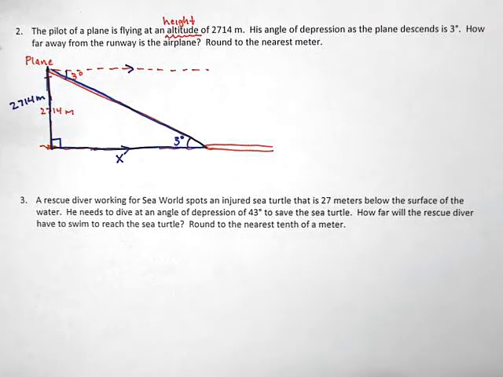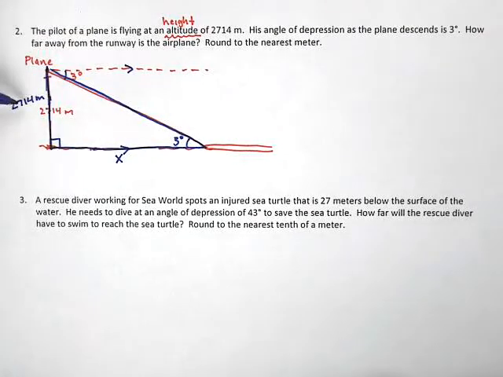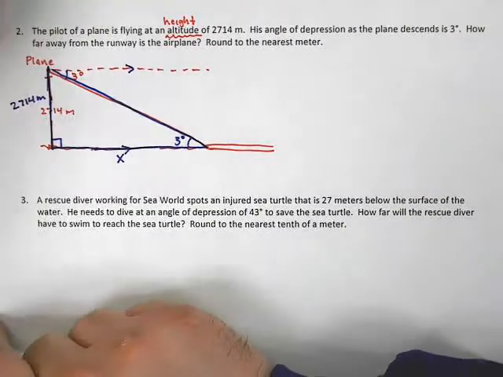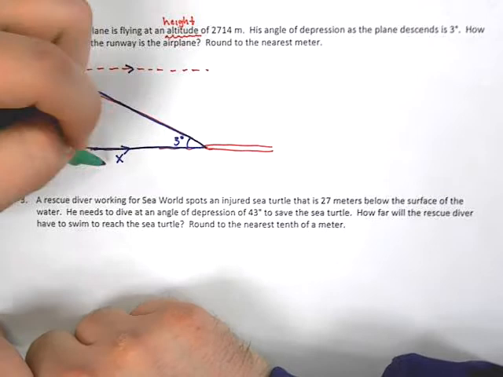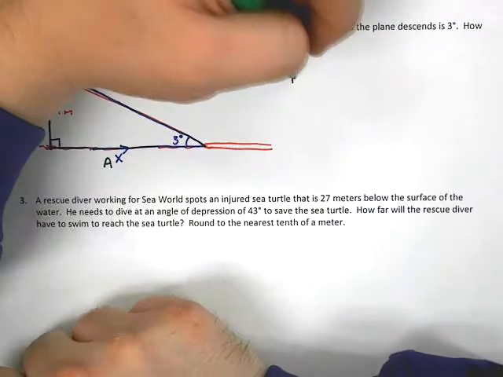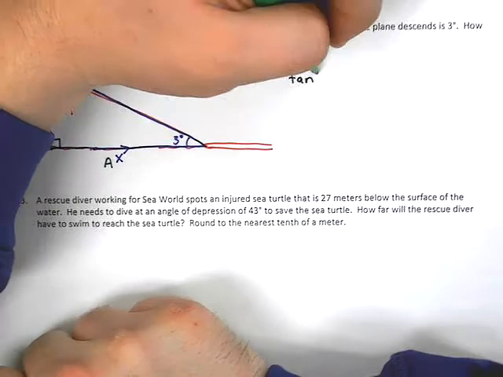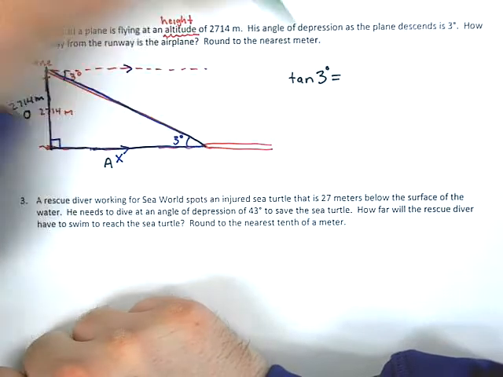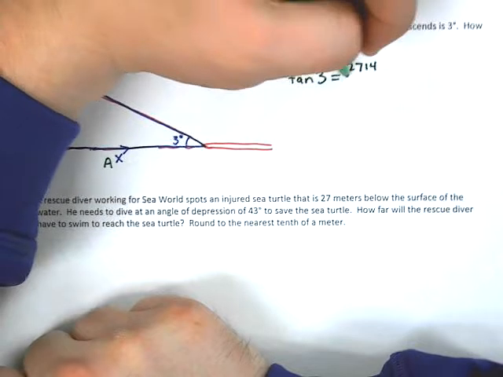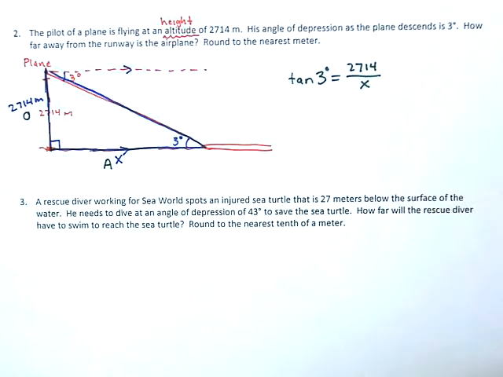So now, let's see here. I have my angle, I have a side, I have the unknown side that I'm looking for. I think I'm ready to set up a trig equation. If this is my angle, then this is my opposite, and this is my adjacent. So once again, I'm using tangent. This time I'm using the tangent of 3 degrees is equal to opposite over adjacent. So 2714 all over x.